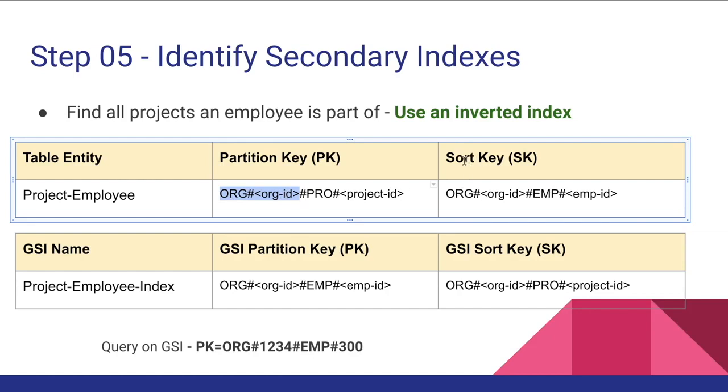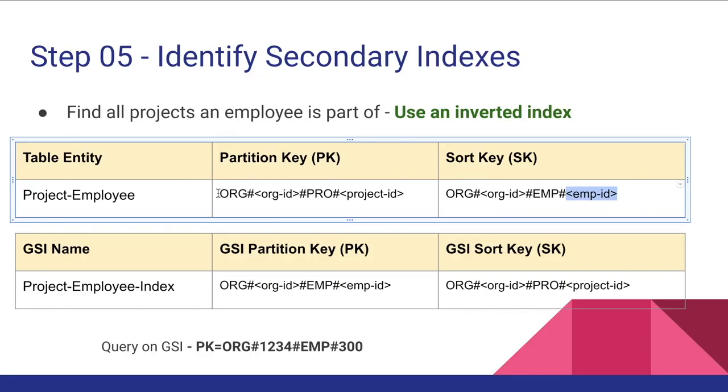So similarly, for the sort key, we have a similar format. So org hash, org ID, it's the same, but instead of project or PRO, we have EMP and then the EMP ID, or the employee ID. Now using this table's primary key, the partition key and the sort key, I can easily query for the employees list of a particular project. So I can query one part of the many-to-many relationship.